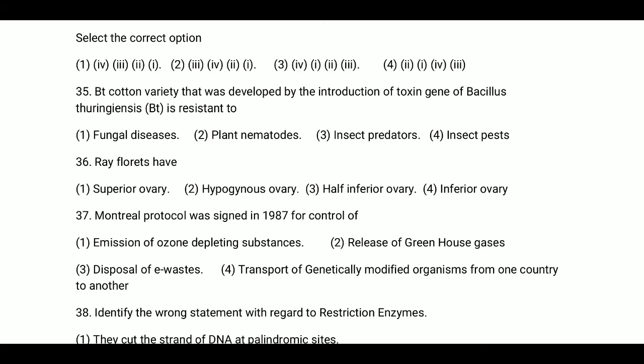Montreal Protocol was signed in 1987 for the control of emission of ozone depleting substance, release of greenhouse gases, disposal of e-waste, transport of genetically modified organisms from one country to another. Out of this, which one is the right answer? Montreal Protocol was signed for control over emission of ozone depleting substance is the right answer.